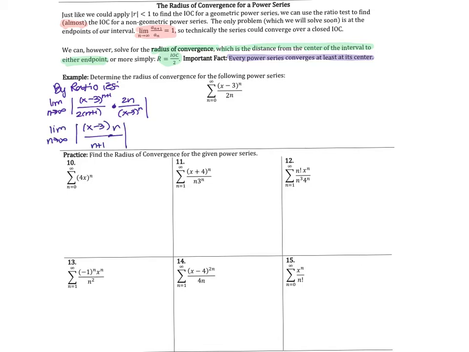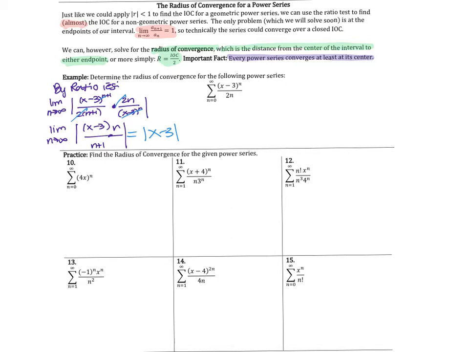So let's go ahead and simplify this a little bit. We can divide the 2 out. We can simplify (x minus 3) to the n plus 1 over (x minus 3) to the nth power to just be x minus 3 in the numerator, and we're left with this limit expression. As n goes to infinity, this is going to the absolute value of x minus 3. And remember, that x value isn't changing as n goes to infinity.